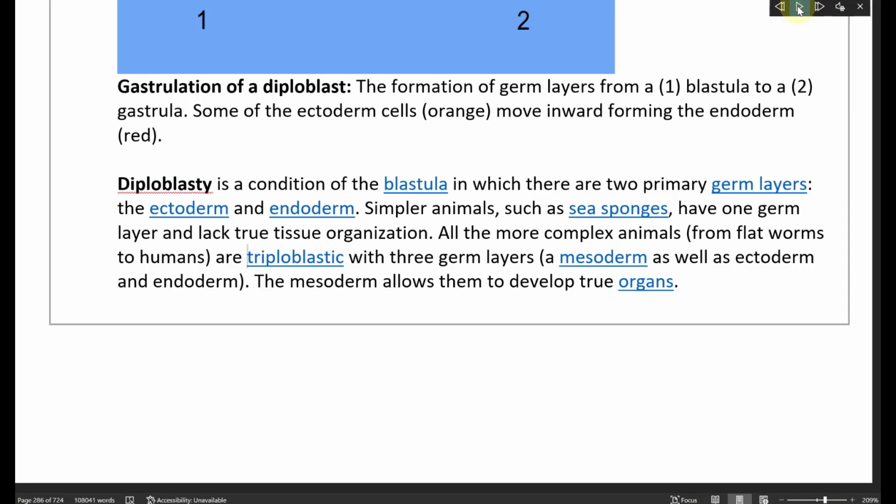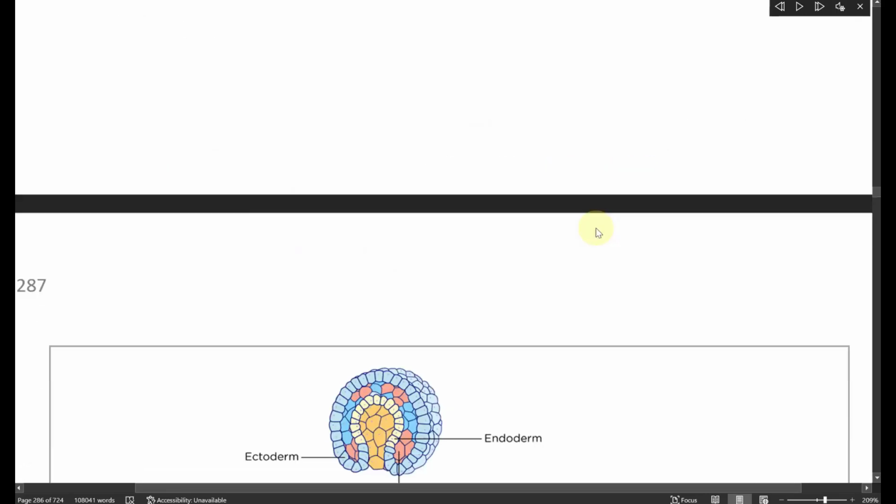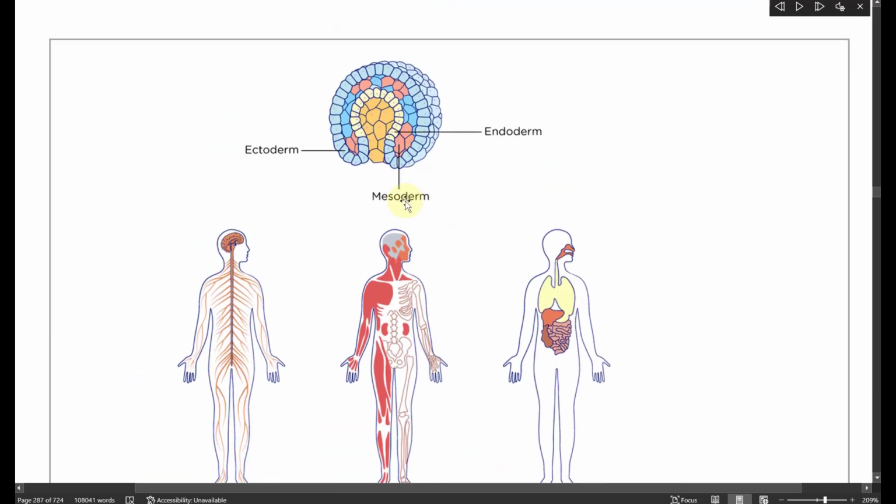triploblastic. Let's see this again. Triploblast. Triploblastic with 3 germ layers: a mesoderm, which is the middle one, as well as ectoderm and endoderm. The mesoderm allows them to develop true organs. Very interesting. So here is for humans right here. You have the ectoderm as the outer one, then it folds inwards, the endoderm, and then you also have a mesoderm in between. Very fascinating.